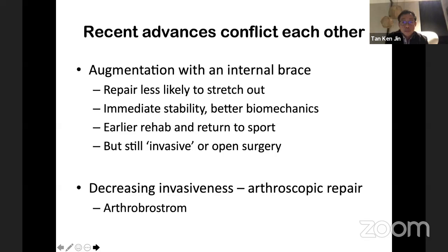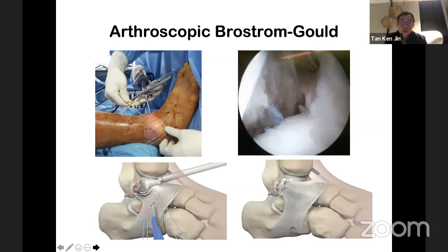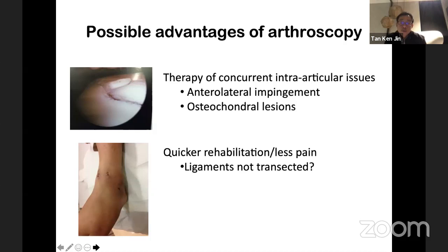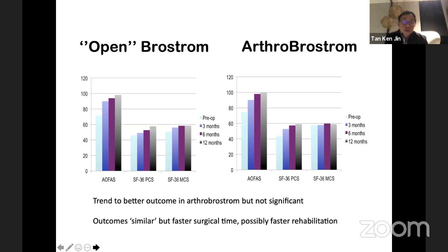This is my own picture of how I do the arthroscopic Brostrom, which is not very different from what Satish showed earlier. As you can see, one or two anchors are put into the lateral malleolus and the sutures are passed outside in or inside out, reefing the ATFL as well as the inferior extensor retinaculum. So some of the possible advantages of doing the arthro-Brostrom, if they weren't already mentioned before, are that you can do therapy of concurrent intra-articular pathology, such as any anterolateral impingement, you can address any osteochondral lesions, possibly faster rehabilitation, less post-operative pain, and better cosmesis. This is my own personal series of my own patients where we had patients with an open Brostrom and an arthro-Brostrom.